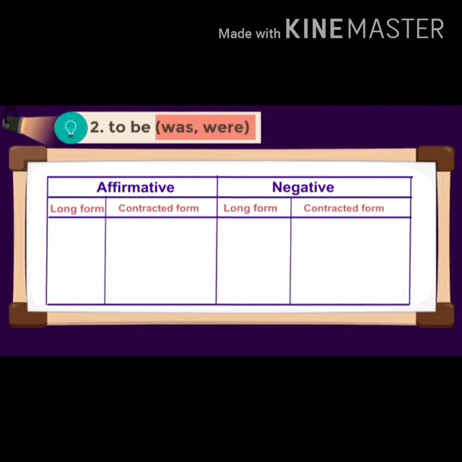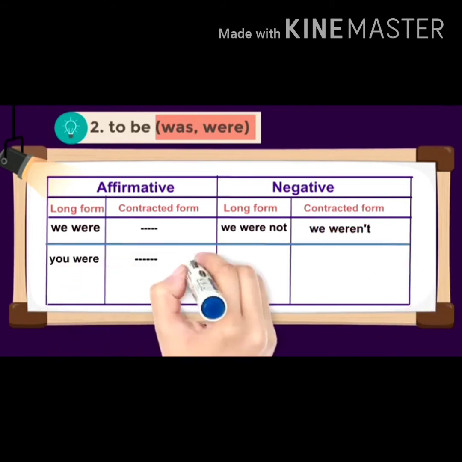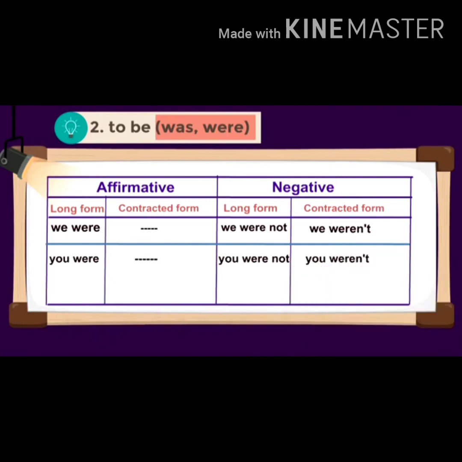If there is, we were, it cannot be combined or shortened. There is nothing to change. If the long form is, we were not, it would be shortened as we weren't. Same changes with pronouns we, you and they.